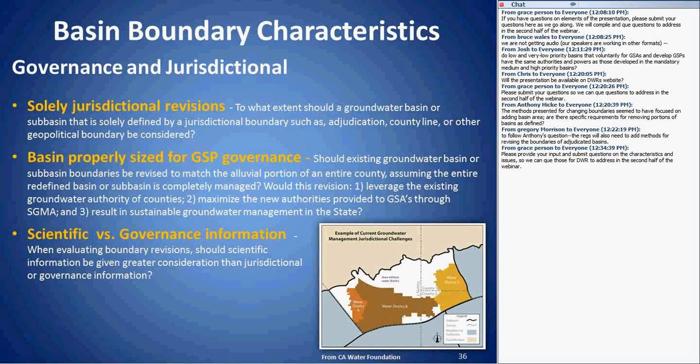The bullet is scientific versus governance information. The department feels that it's a potential advantage that scientific information is given greater consideration than jurisdictional or governance information to justify a basin boundary revision. We realize there has to be a balance there with scientific information to justify a basin, but also there has to be the governance component, or the management component, of that basin needs to be found as well.